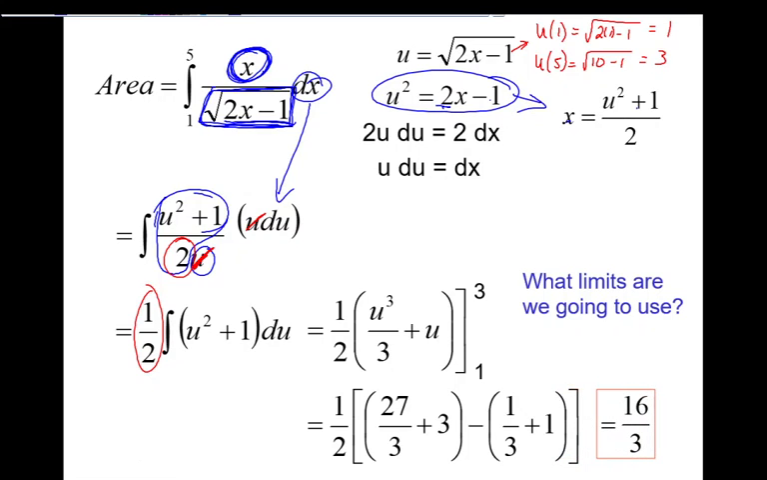16/3. Okay, so this one is one of those special cases, and we'll work a couple more of these examples in the next couple of days. Okay, but that's definite integrals by substitution.